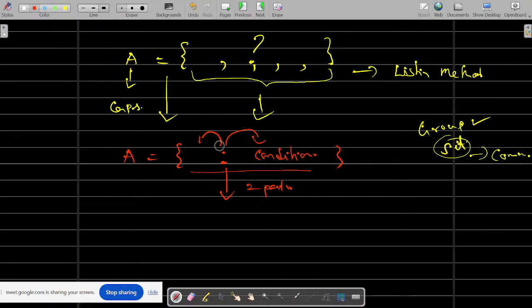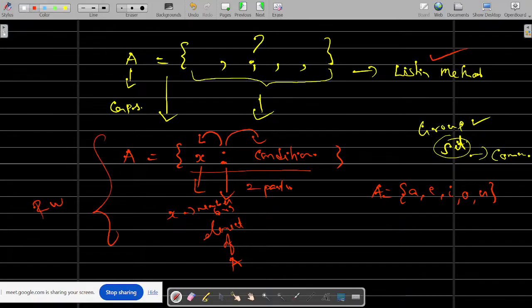And before this colon, I'll be naming it, normally we represent it as X, which means X is the member or element of A. This is how we present it. For example, we are talking about the set of vowels. An easy example is the set of vowels, no? What is the set of vowels we have? A, E, I, O, U. And I'm naming this as A. This method is what we call the listing method. But I'm now talking about the rule method.